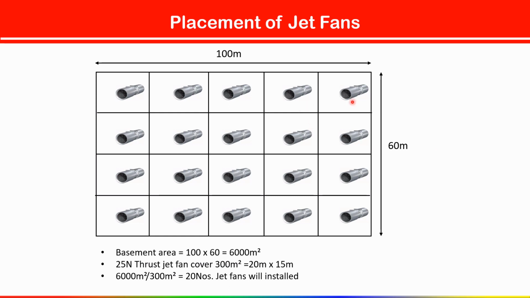And what distance do we have to maintain from one fan to the second fan? 25 meter, based on your thrust, meaning how many Newton of thrust you have selected. If you have selected 32 Newton thrust fans, they can cover 400 square meter area. If you have selected 50 Newton thrust fan, they can cover 500 square meter area. So this is about the placement of jet fan.